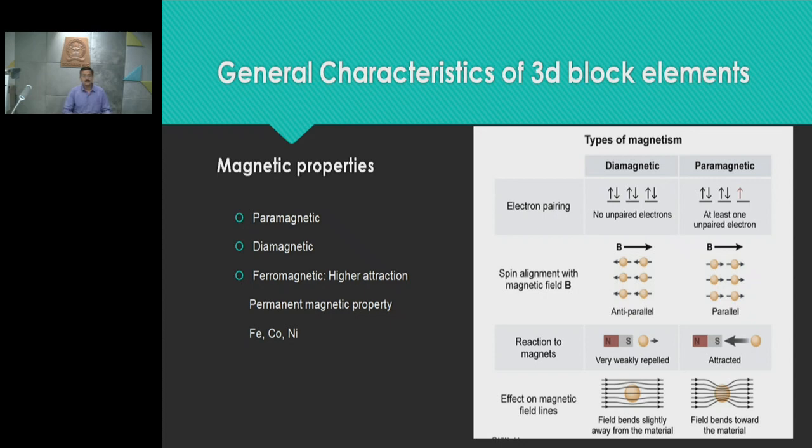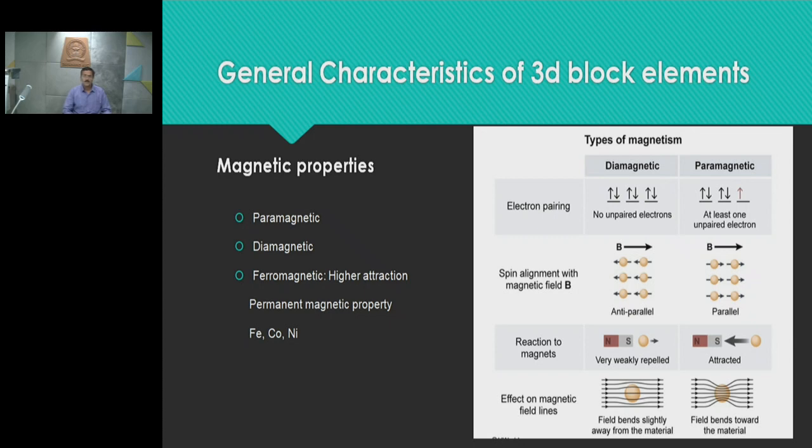Now we have to see its magnetic property. When we see the magnetic property, we have to be aware of the different types of magnetism: diamagnetism as well as paramagnetism. When there are paired electrons, it is diamagnetism. Unpaired electrons lead to paramagnetism.